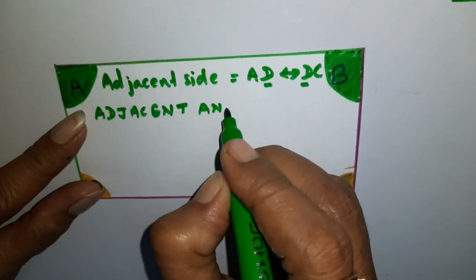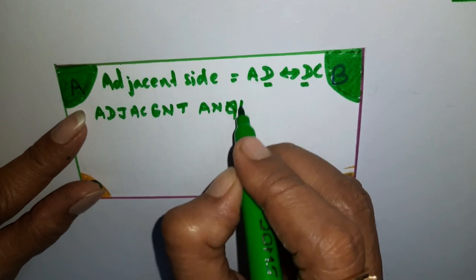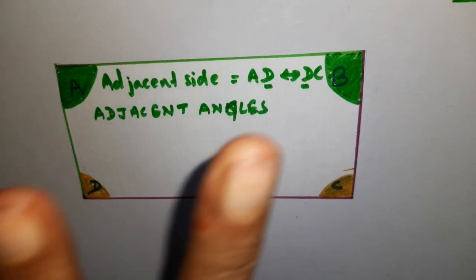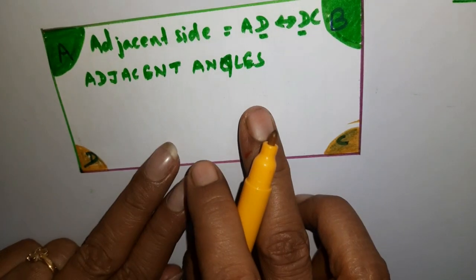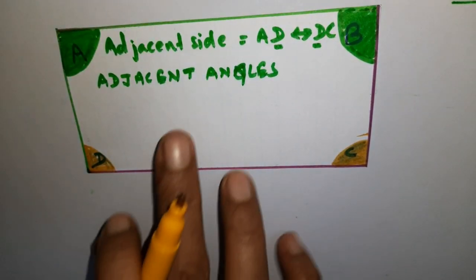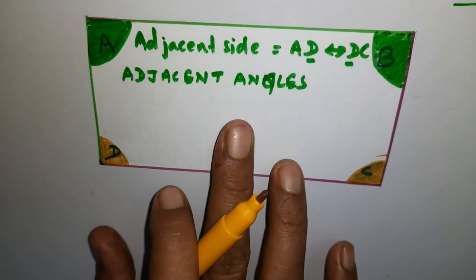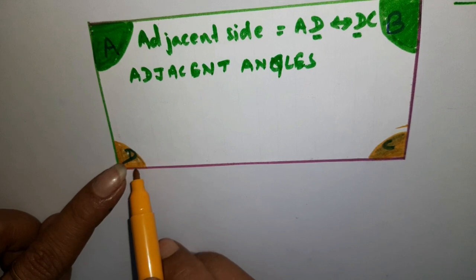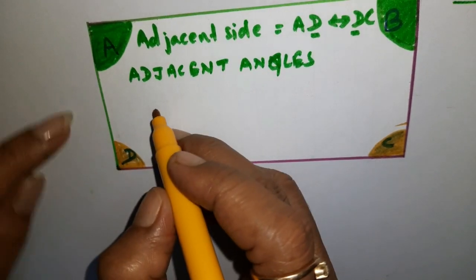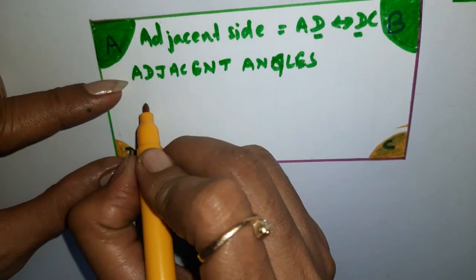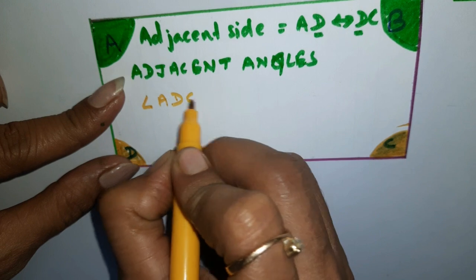And already we have seen that in a quadrilateral we have four pairs of adjacent angles. Only two pairs are there for opposite angles, but we have four pairs for adjacent sides and adjacent angles. So here let us start with adjacent angles. First of all, we are going to give the full name to this angle. So this is angle D. Let us write the complete name, ADC. So this is angle ADC.